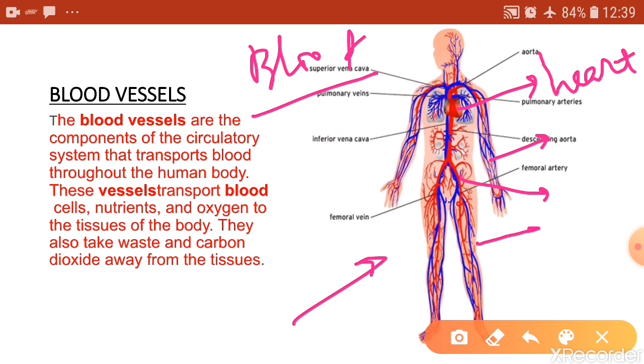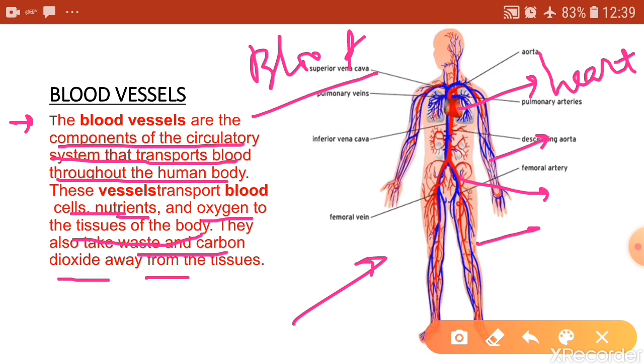Now first let us know what blood vessels are. Blood vessels are the components of the circulatory system that transport blood throughout the body. The red and blue lines or tubular structures in this figure are called blood vessels, and through these the blood flows. The blood contains blood cells and plasma, and as already discussed, the blood transports nutrients and oxygen to different parts of the body, and also takes waste materials, carbon dioxide, from the tissues to the region of elimination.